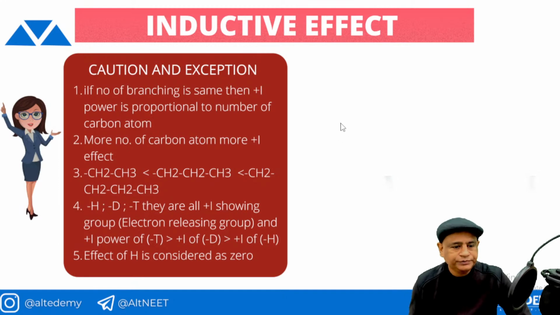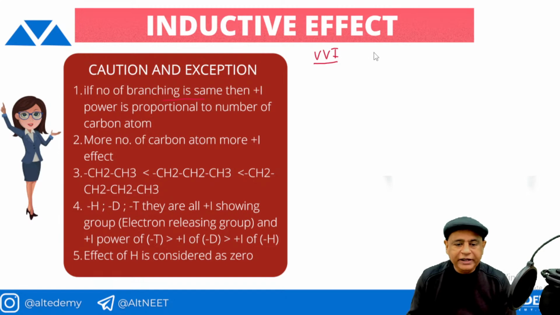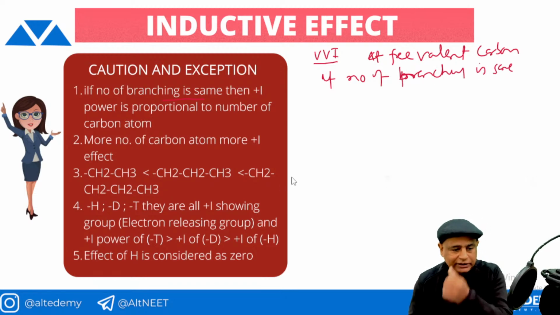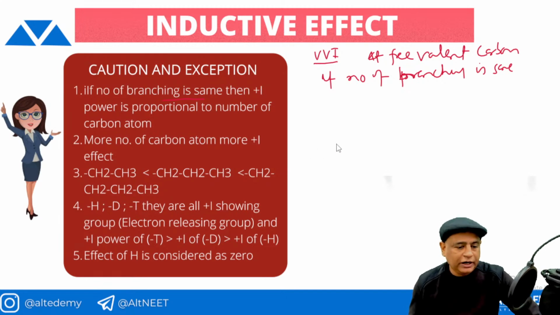There is some caution also. If the number of branching is the same, then plus I power is proportional to the number of carbon atoms. Look here, very important. At the free valent carbon, if the number of branching is the same, then it depends upon the number of carbons. More number of carbon atoms, more plus I effect.